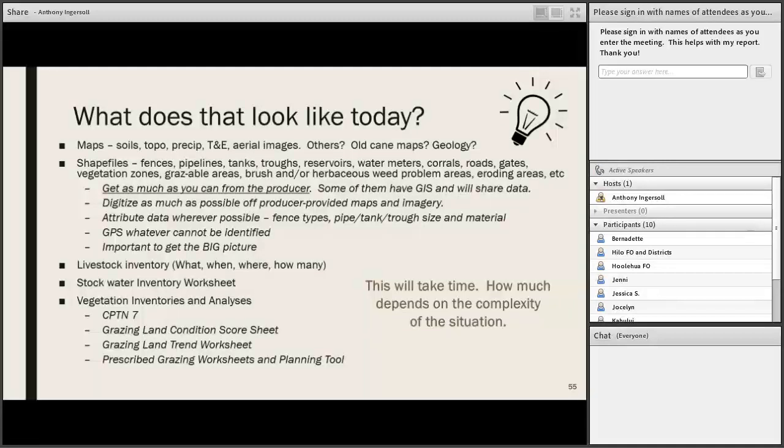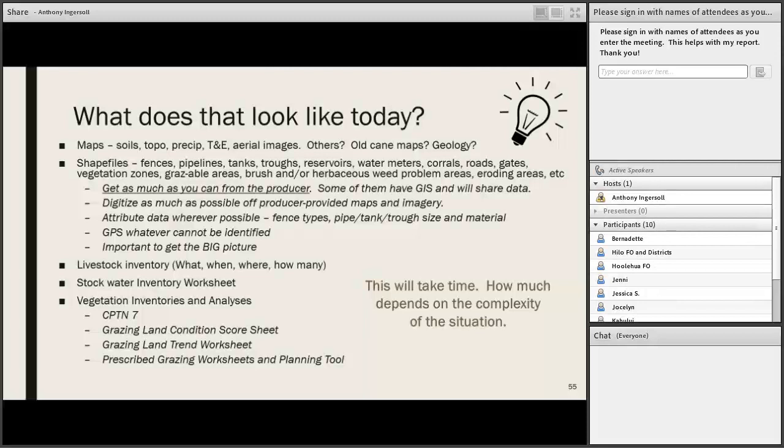Your general, run-of-the-mill resource inventory maps, like your soils, topo, precip, threatened and endangered species, aerial images. What are we looking at? Sometimes other maps come in handy. Sometimes old cane field maps are handy because sometimes those old roads are still there, or they can give you an idea of what was done on a site before. Sometimes even the geology layer, I've found really interesting information that kind of shines a little bit of light to try to explain what we're seeing out on a site.